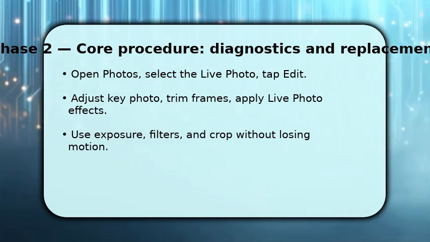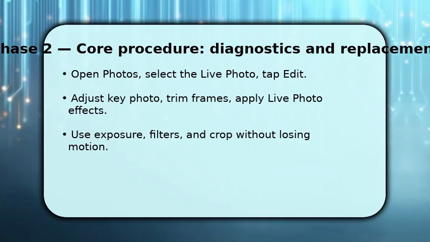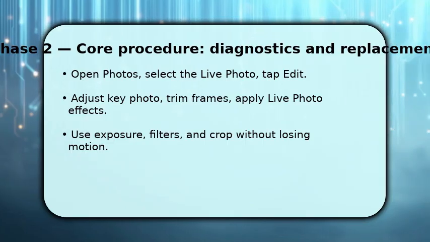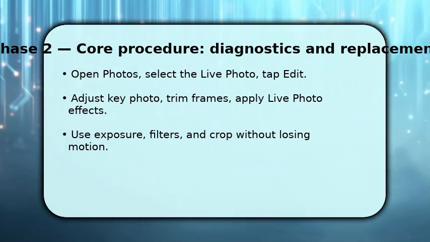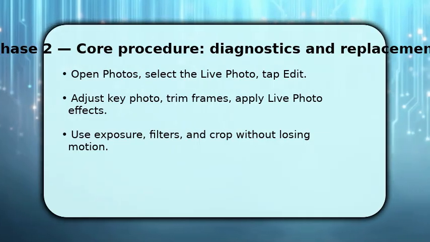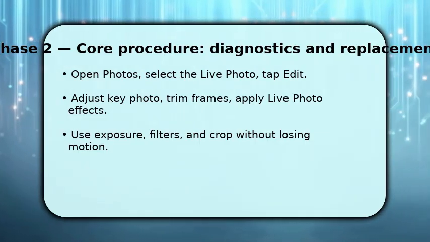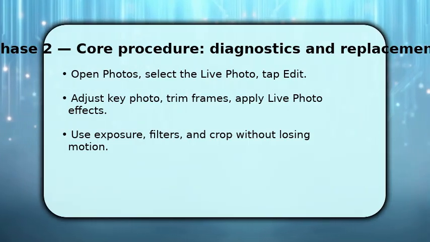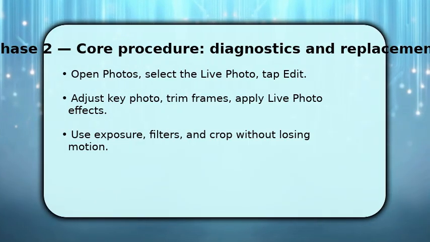Tap Edit, drag the frame selector to choose a new key photo, trim the clip length, and swipe effects like loop or bounce to change playback style. You can apply exposure, color, and crop adjustments while preserving the motion. These edits update the still and video together. Once satisfied, tap Done. If you need a frozen frame, choose Make Key Photo. That replaces the motion preview.